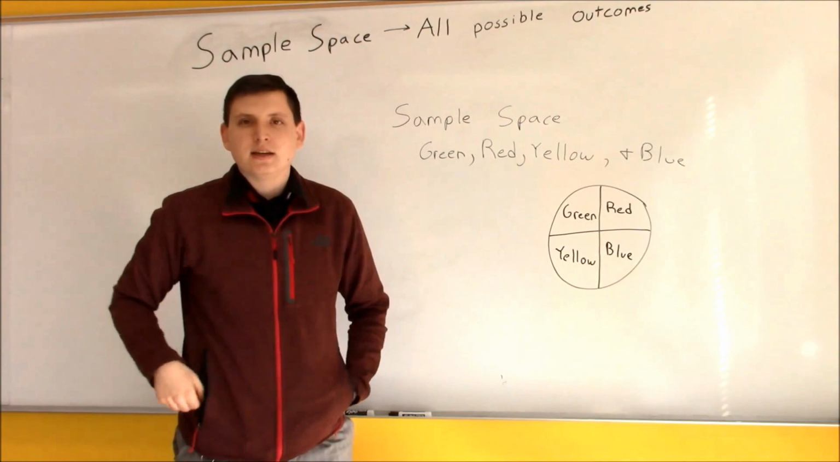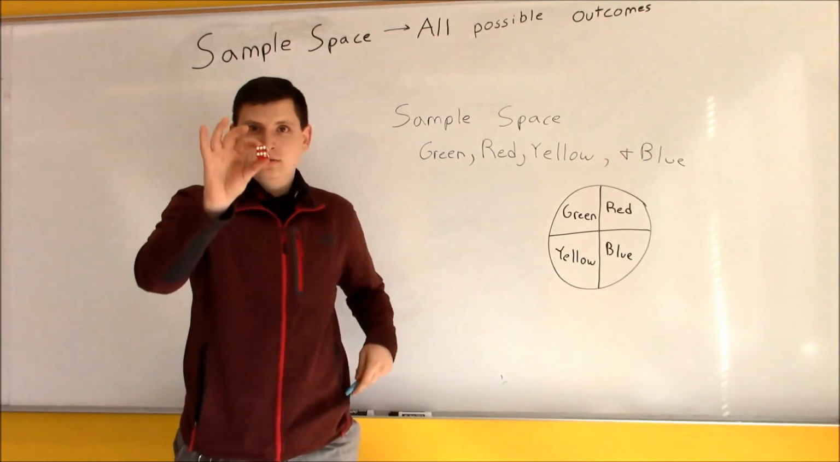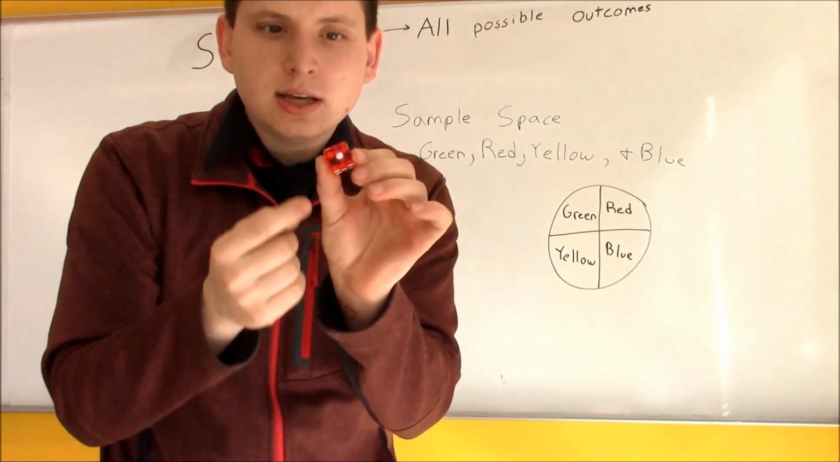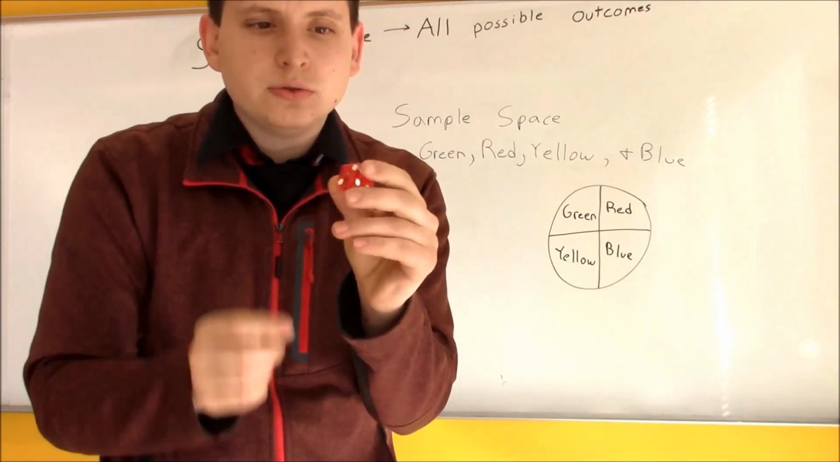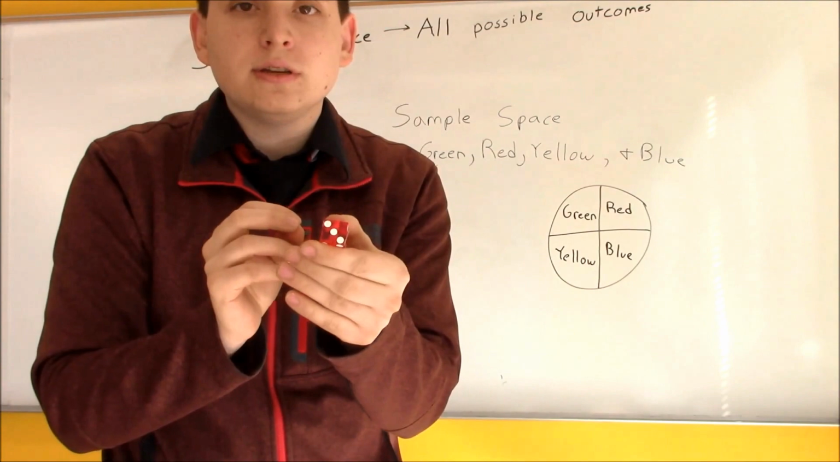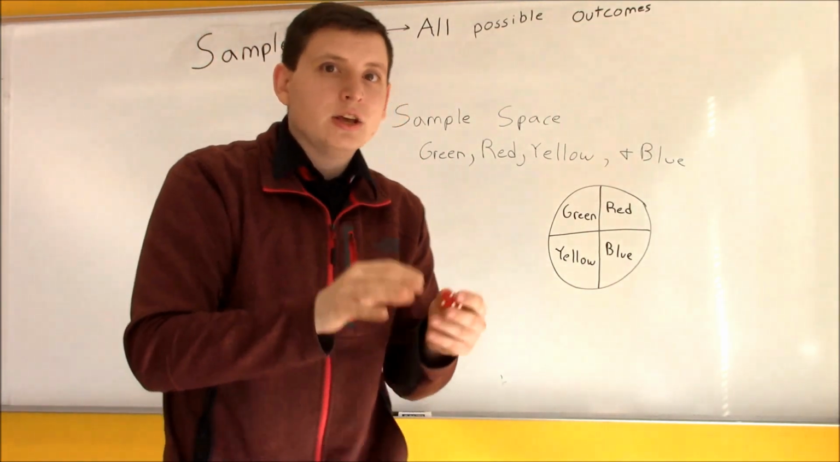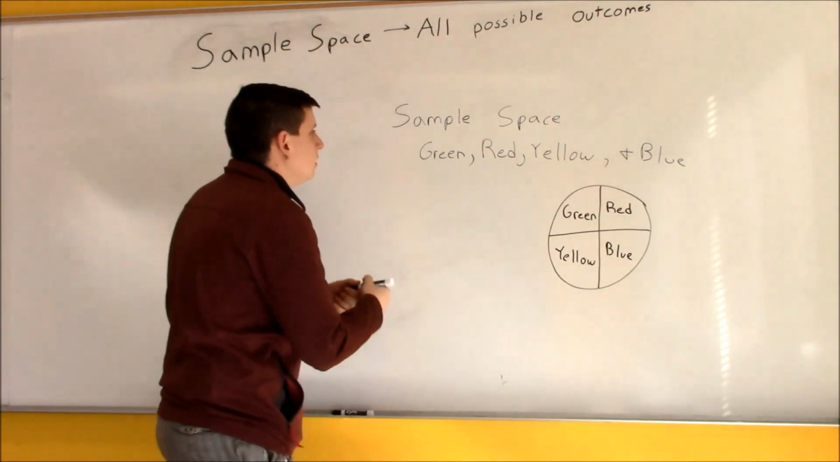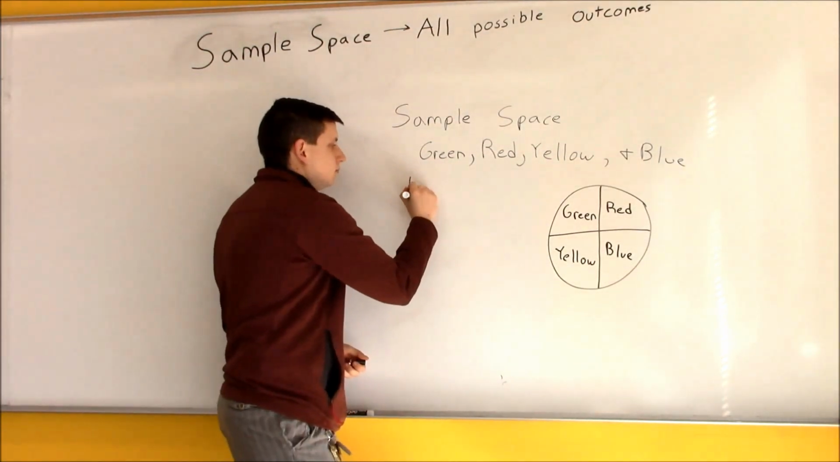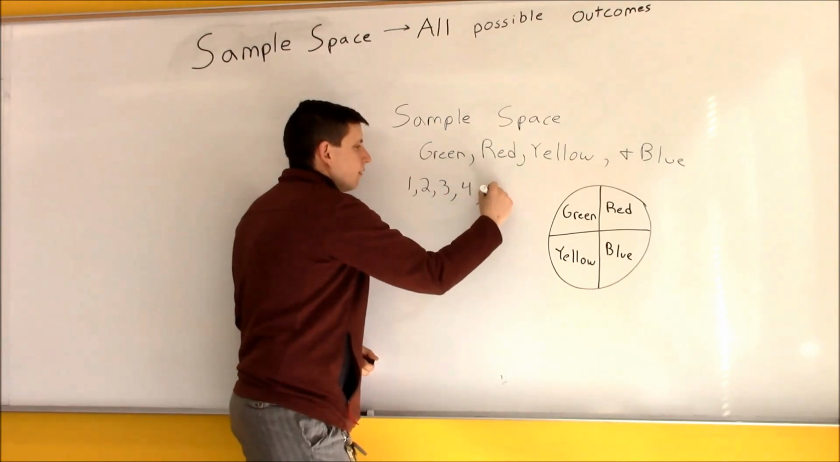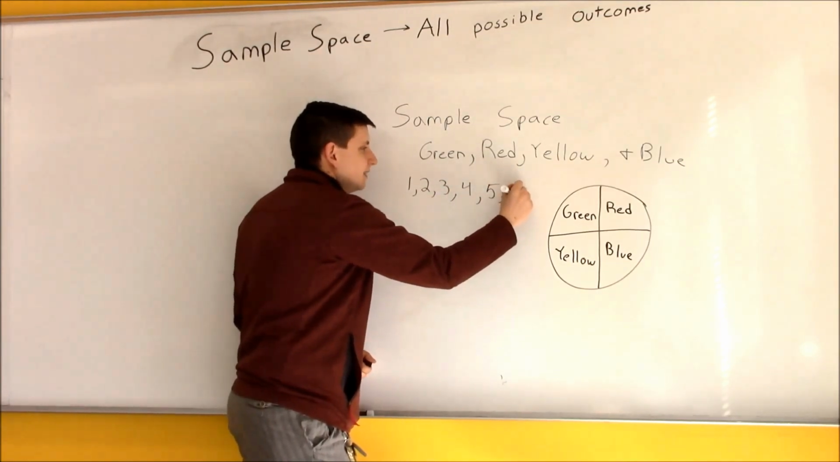Say I were to take a die, looking at all of the possible things that it can land on. It can land on a 1, a 2, a 3, 4, 5, or 6. So the sample space for this would be 1, 2, 3, 4, 5, and 6.